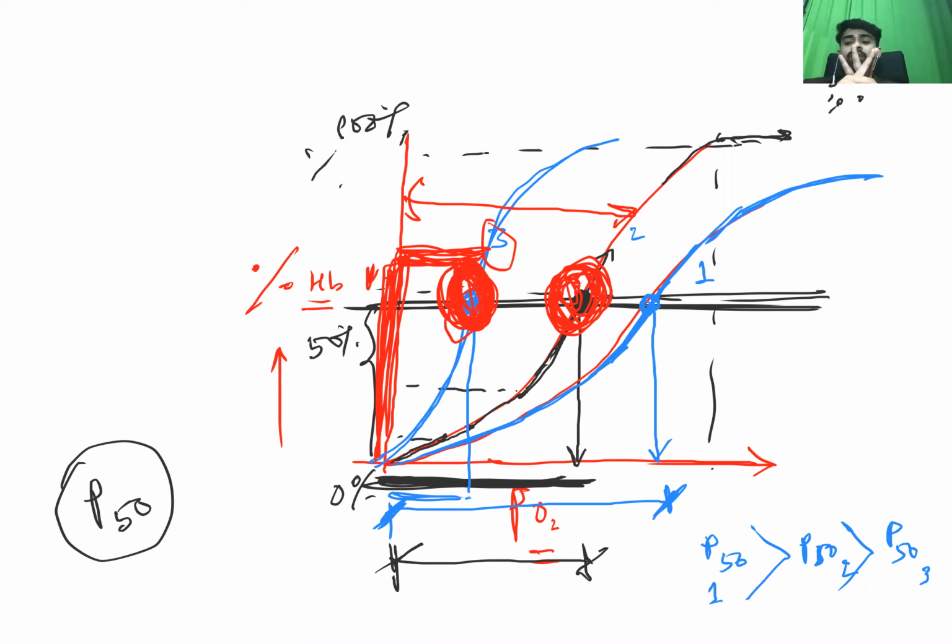Now you tell me, what type of graph are you expecting? Number 3 has a very strong appetite, so even with a small amount of oxygen, it is getting 50% saturation. Number 2 has a moderate appetite, so it requires more oxygen to fulfill its saturation. But number 1 has the least appetite, the least attraction, so it requires a very high concentration of oxygen to get the similar saturation.